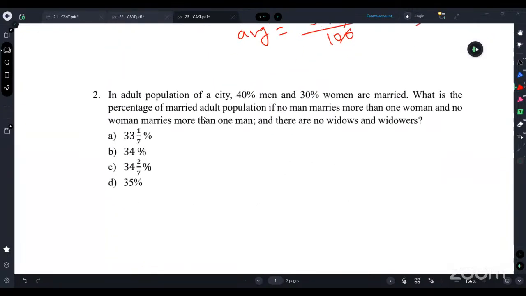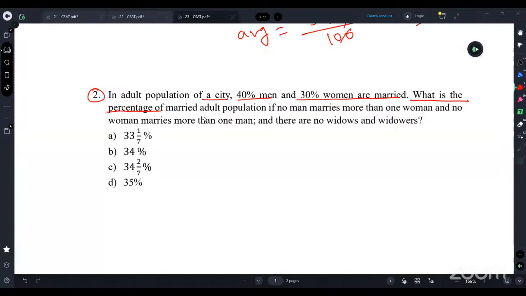Okay, see this second question now, guys. In an adult population of a city, 40% men and 30% women are married. Okay, 40% men are married and 30% women are married. Okay, so from this statement, let's proceed with the next statement, guys. You will get to know what I'm trying to say.